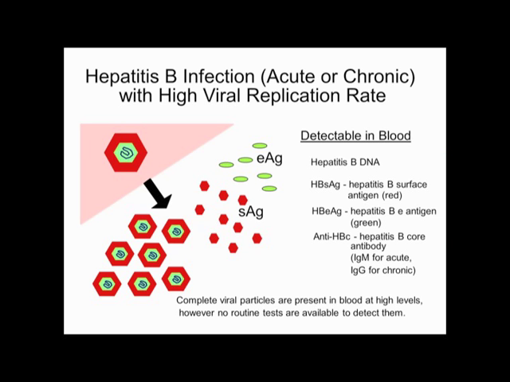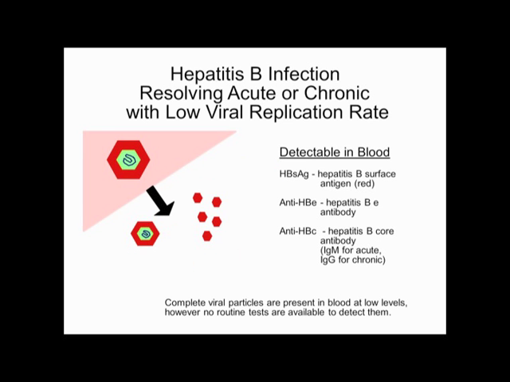So this is a cartoon that shows when there's a lot of virus being made, and this is the full virion. You'll see the virus in blood. You can measure the DNA. You'll see surface antigen. You'll see E antigen. When you have a small amount of virus being made, you can still measure the surface antigen. You can still measure the DNA, and you can actually calculate how many viral particles, but there's no more detectable E protein. So now the E antibody is positive.